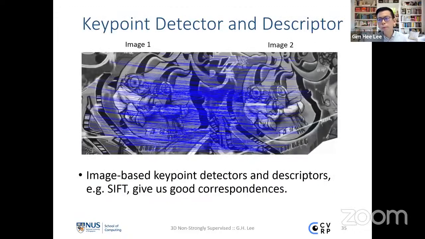It's well known in the computer vision community that keypoint detectors and keypoint descriptors work very well on images, even with handcrafted features. SIFT is actually one of the most well-known keypoint detectors and descriptors. And this allows us to find correspondences between two images taken from different viewpoints. And we all know that this is a very important step towards many computer vision or 3D computer vision related tasks, such as structure from motion, pose estimation, and many more other tasks in 3D computer vision.